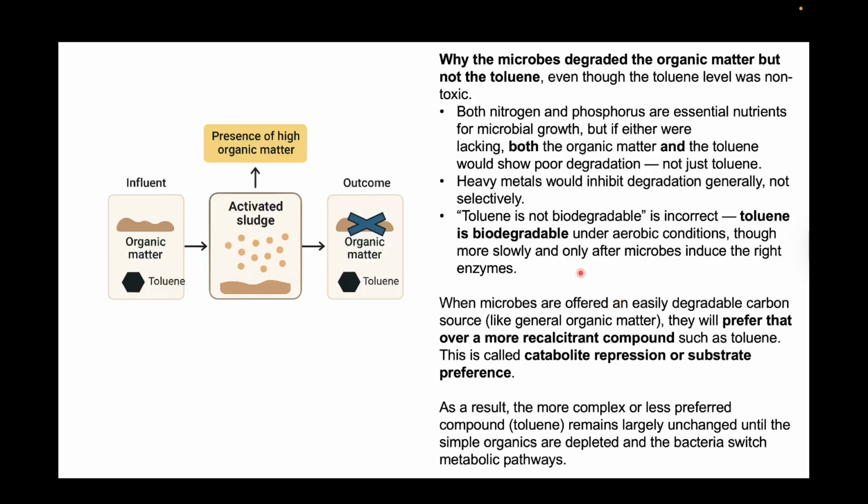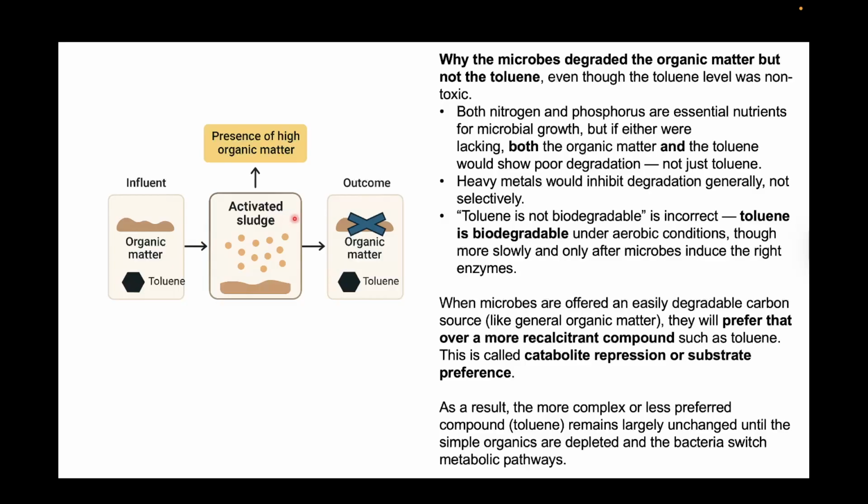So when microbes are offered an easily degradable carbon source like general organic matter, they will prefer that over a more recalcitrant compound such as toluene. This is called catabolite repression or substrate preference, what we call preferential substrate utilization. As a result, the more complex or less preferred compound remains largely unchanged until the simple organics are depleted and the bacteria switch the metabolic pathways.